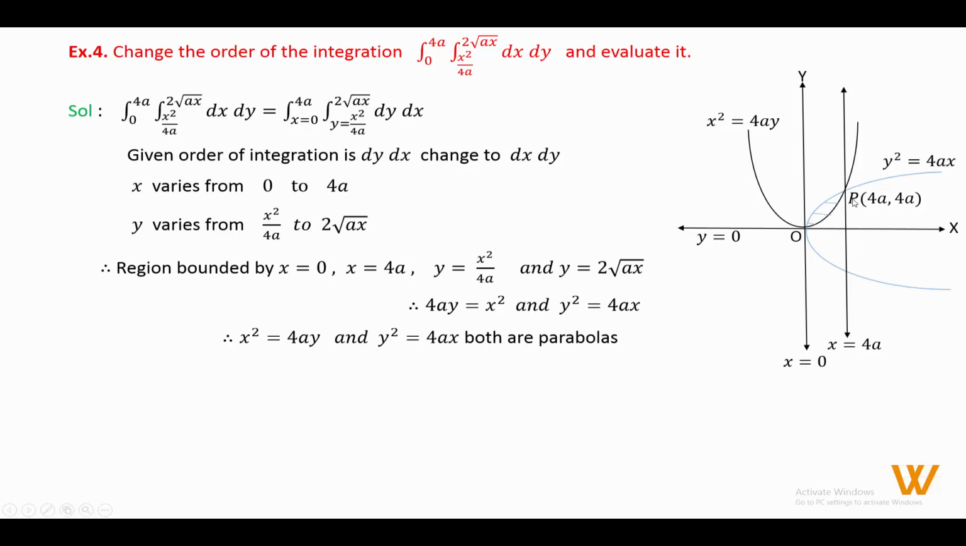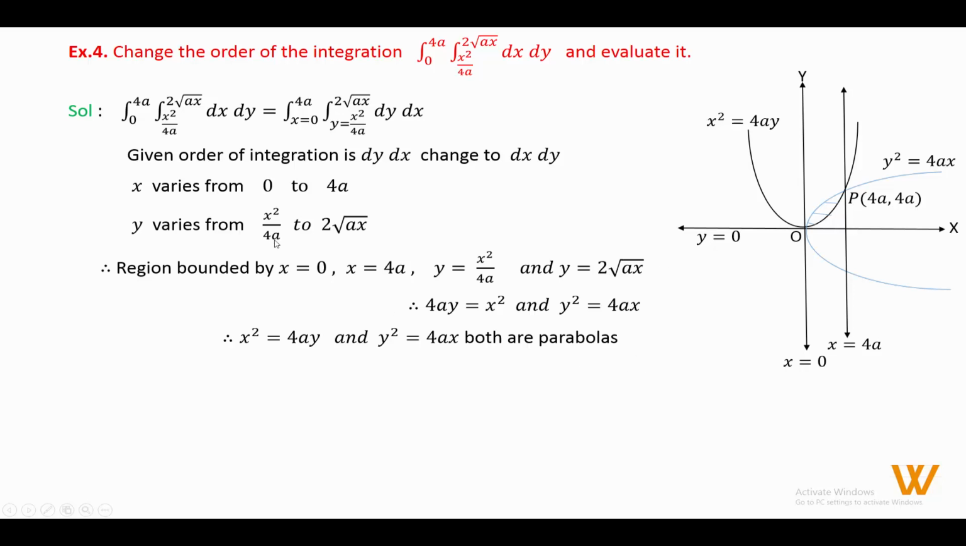Now find the point of intersection, point P, the coordinates of point P. This point is the intersection of the line x equals 4a and the parabola y square equals 4ax. In the parabola y square equals 4ax, put the value of x as 4a. So 4a into 4a is 16a square, so y equals 4a. So the coordinates of point P are: the x coordinate is 4a and the y value is also 4a. So the point of intersection is (4a, 4a).